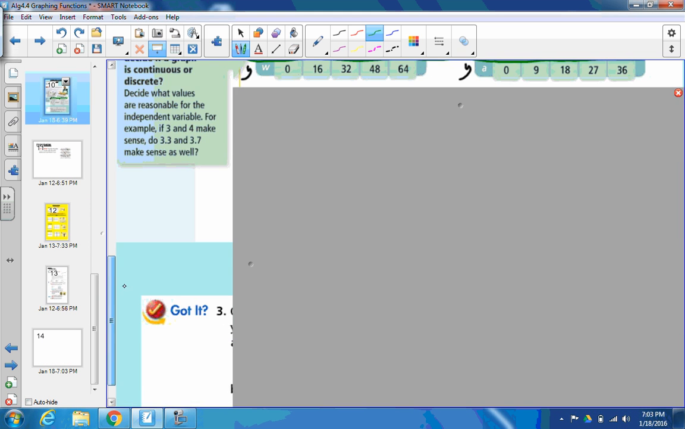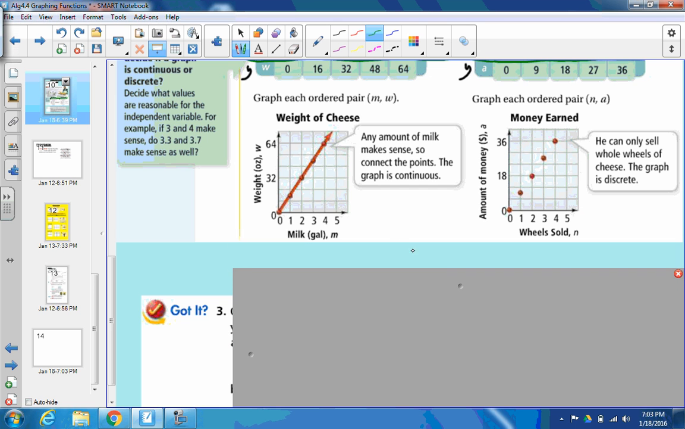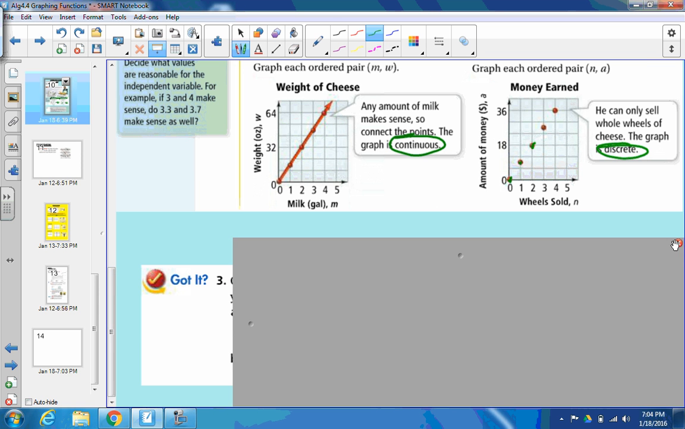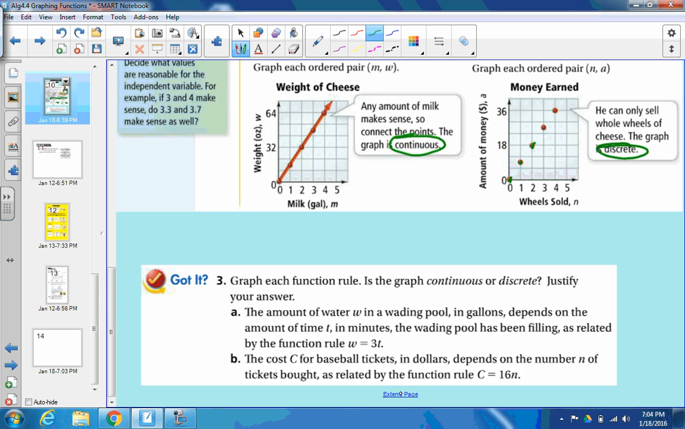Again about that. So when you graph it, if you look at the weight of the cheese, you can have half gallons. You can have stuff in between. So that's a continuous graph. But for the wheels of cheese, you only sell one at a time. 1 wheel, or 0 wheels, 1 wheel, 2 wheels. So this is going to be a discrete graph because it's not going to make a lot of sense to put anything between. So again, it's just looking at it and seeing if it makes sense, the independent variable.